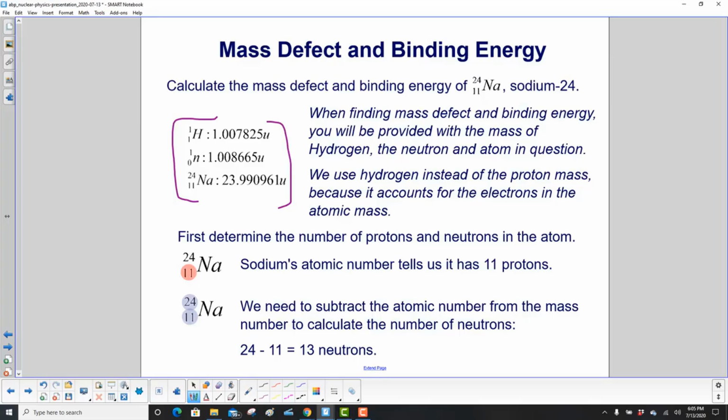First thing, determine the number of protons and neutrons in the atom. Well, sodium's atomic number tells us that there are 11 protons. You need to subtract the atomic number from the atomic mass, 24 minus 11, and find out that it has 13 neutrons.